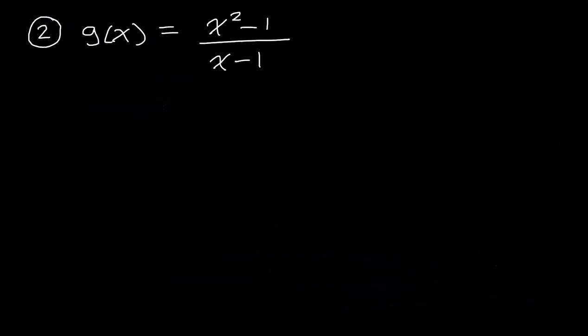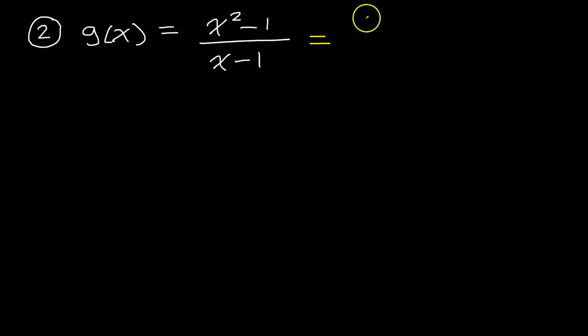What about g of x, which equals (x squared minus 1) over (x minus 1)? We know that the graph is undefined at x equals 1. So there's going to be some type of discontinuity at x equals 1. The only question is, is it removable or non-removable? Is it an asymptote or is it a hole? So let's factor this to see what's really going on.